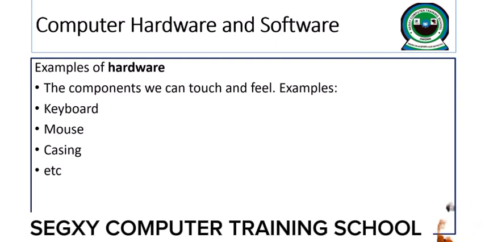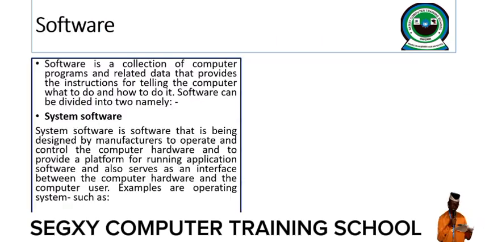So we've talked about the hardware. We've seen some examples of computer hardware. Hardware are the devices you can touch and feel in your computer. You can touch the keyboard, mouse, and casing. Then you have the software. The software are the ones that are there, but you cannot see.